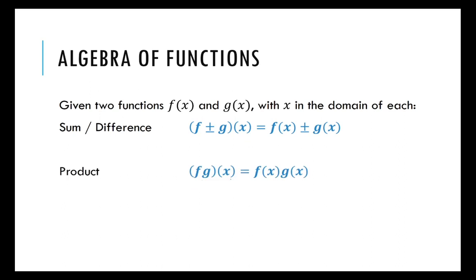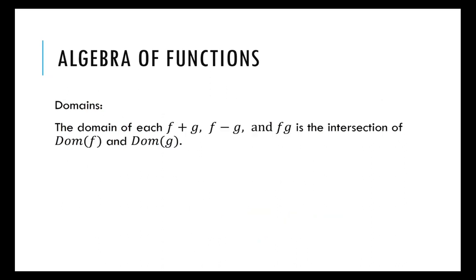They also have a product. F times g of x is the same thing as the function f of x times the function g of x. We also have quotient. That is, f divided by g of x is the same thing as the function f of x divided by g of x, where very specifically your denominator cannot be 0.